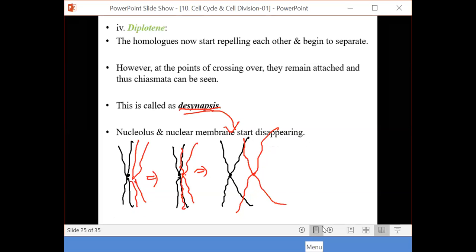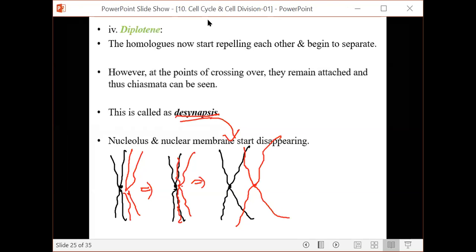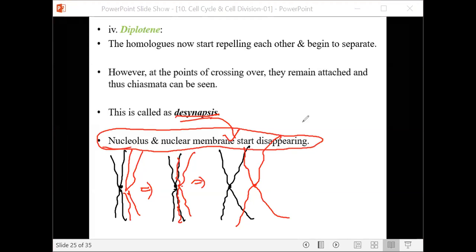All right. Now in this stage, up till pachytene, we were able to see the membrane and nucleolus. But now what we observe is they are slowly doing the disappearing act from diplotene onwards.